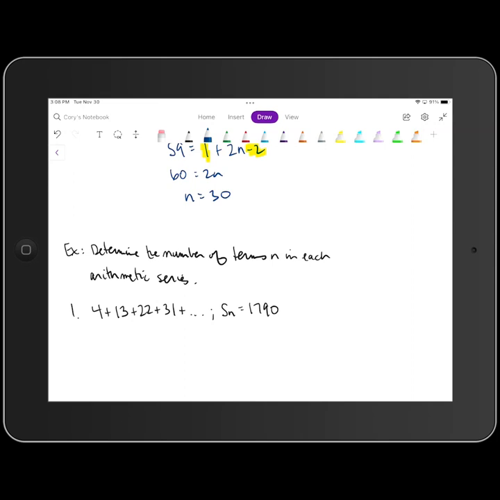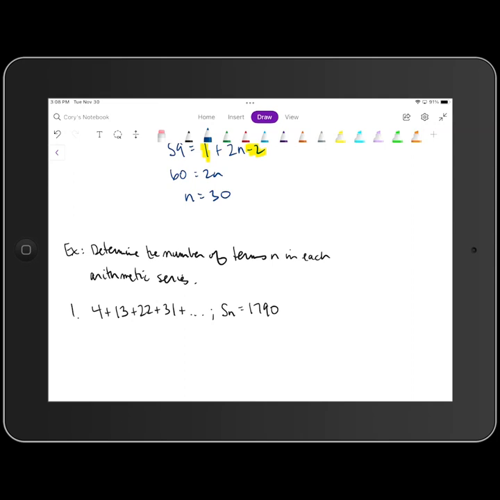Okay, so we are given the sum 4 plus 13 plus 22 plus 31 plus, and that sum is going to continue. And then we are told that s sub n, so the value of that sum, is 1,790. Now what we need to do here is figure out the number of terms in that sum. Well, there's some stuff that we are missing here.